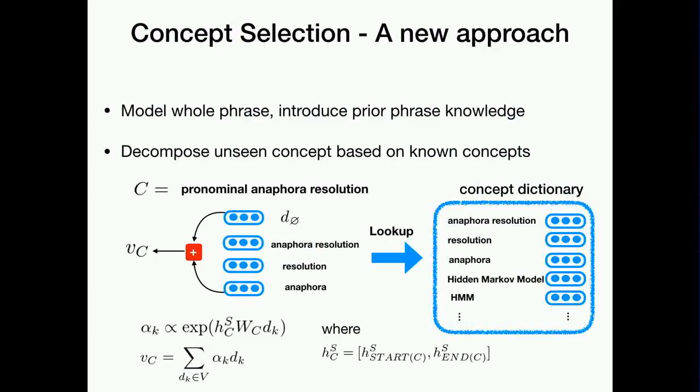We first construct a concept dictionary using the frequent concepts, and then learn a pre-trained embedding for each of those concepts. Given a new concept, we look up the concept dictionary and see if there is an exact match for the phrase. If there is one, we use the pre-trained embedding directly as the concept embedding. But if there isn't an exact match, we decompose the phrase into sub-n-grams.